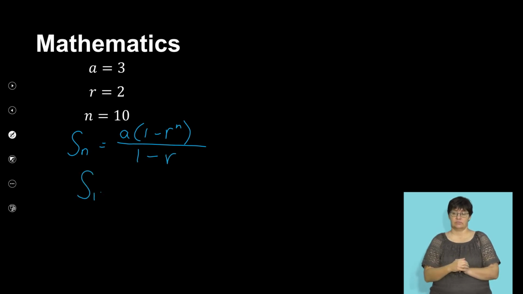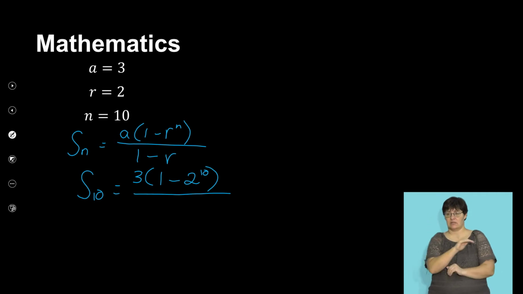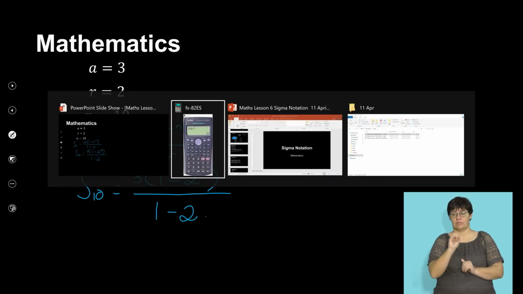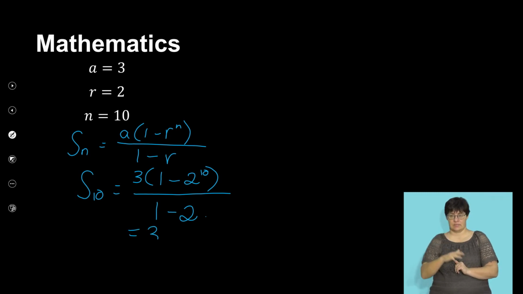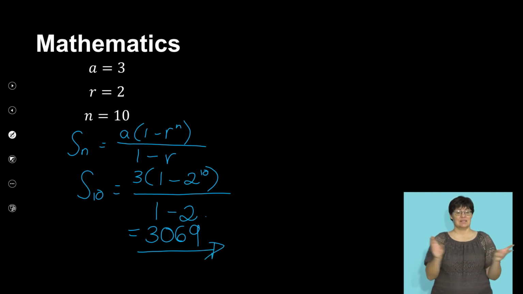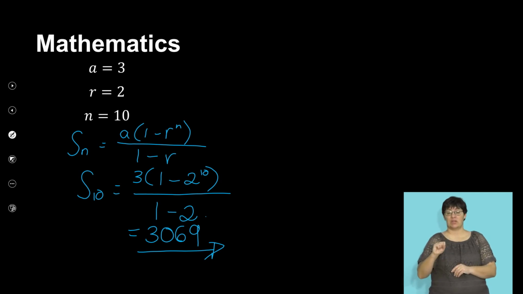So the sum of the first 10 terms, I'm going to substitute in my A, which is 3. I'm going to have 1 minus 2 to the power of 10, substituting in my R and N, over 1 minus 2. Great, let's just pop this into my calculator. I've got 3 times 1 minus 2 to the power of 10, all over 1 minus 2, which is going to give me 3,069. So guys, the sum of the first 10 terms of this geometric series is 3,069.